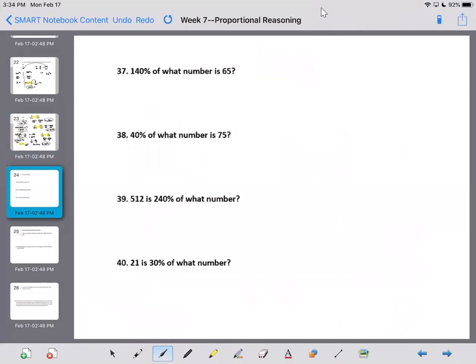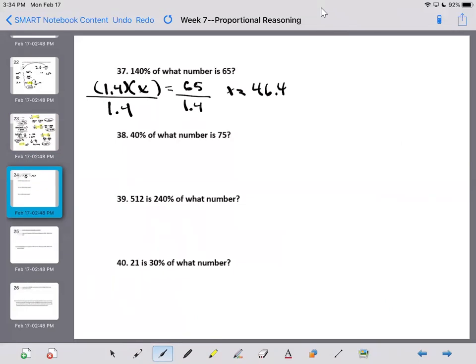Another set, I know 140%, which would be 1 4/10 of the whole amount is 65. So I would say 65 divided by 1 4/10. Divide both sides by 1 4/10 here. And I'd get about 46 4/10 as the part.